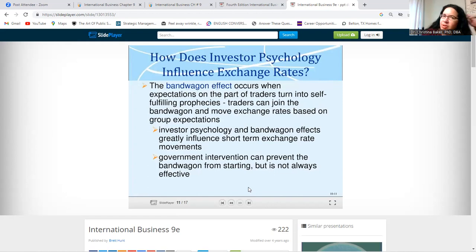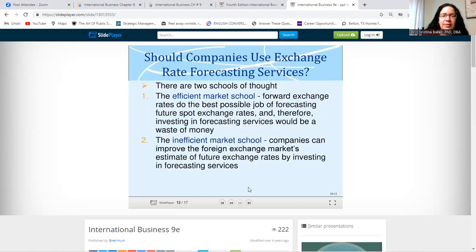Investor psychology influences exchange rates. The bandwagon effect occurs when expectations on the part of traders turn into self-fulfilling prophecies. Traders can join the bandwagon and move exchange rates based on group expectations. Investor psychology and bandwagon effects greatly influence short-term exchange rate movements, and government intervention can prevent the bandwagon from starting, but it is not always effective.